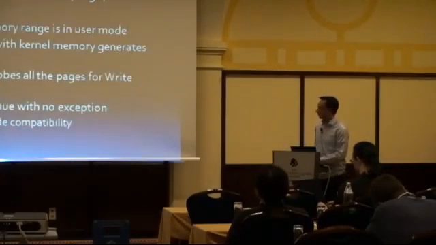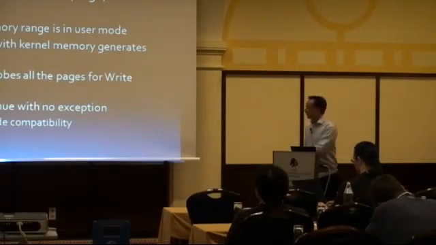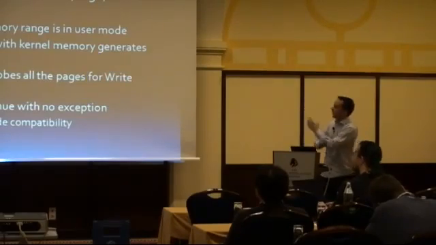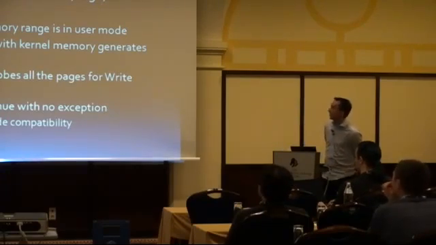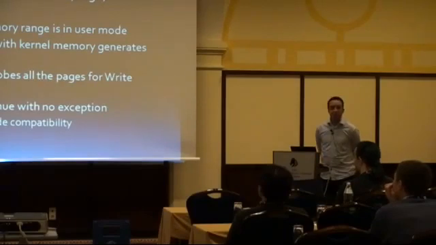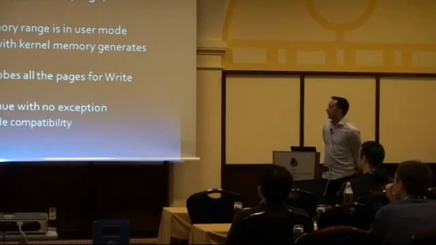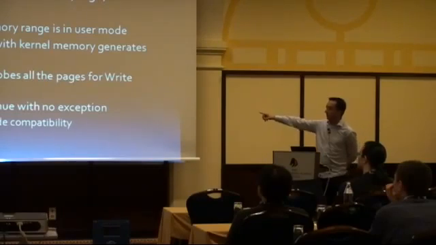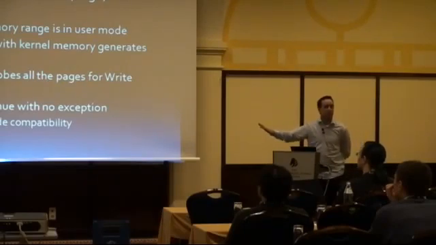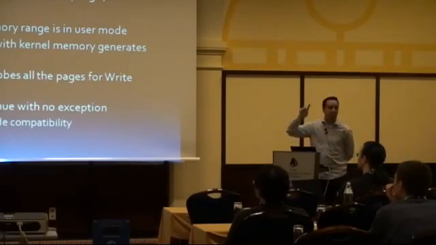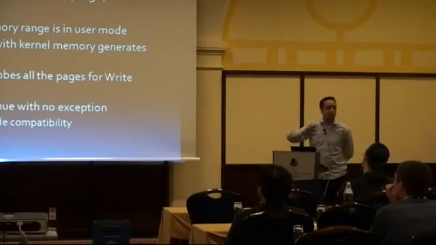So let's go. This is ProbeForRead, ProbeForWrite. It takes three arguments: address and length, that's the range, and alignment. I'm not going to talk about the alignment. Basically, it validates the range, whether it is in user mode, and if not, it will raise an exception. Keep your eyes on the last bullet. If length equals 0, it doesn't matter what you put in address. It can be a kernel mode address, a user mode address, whatever.